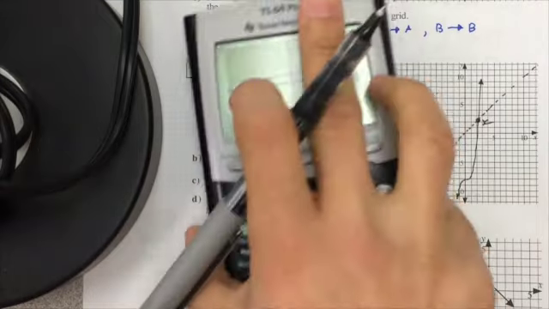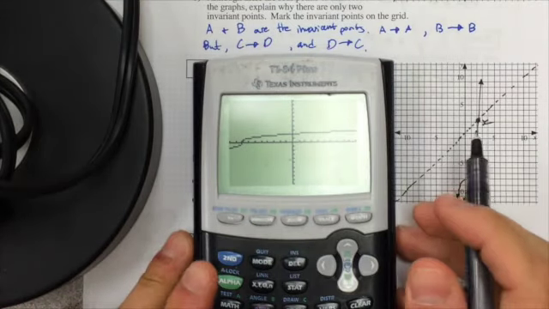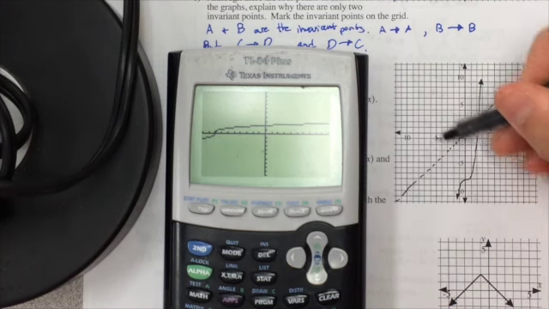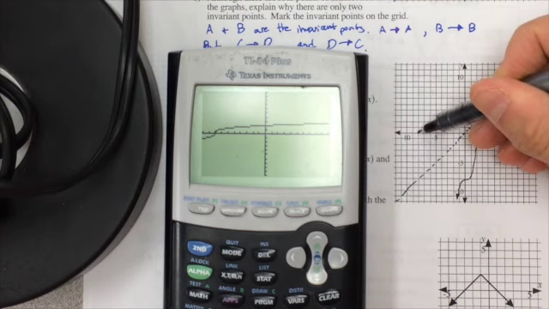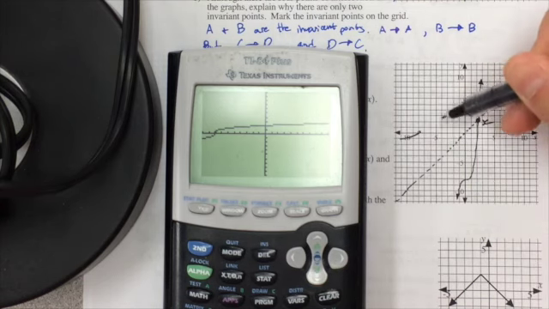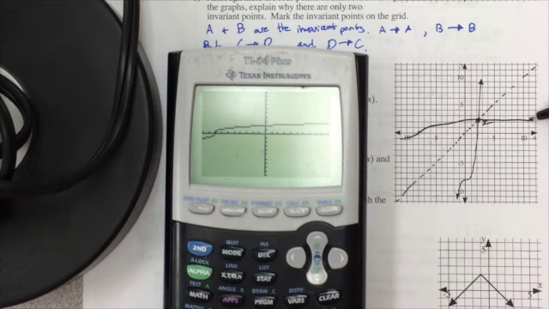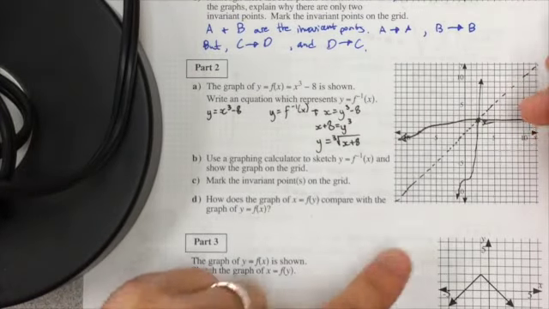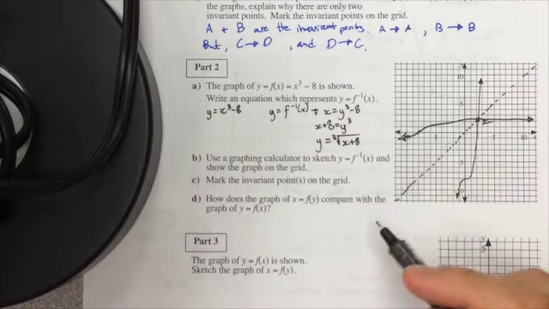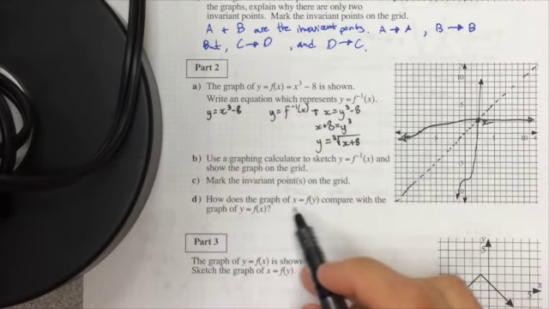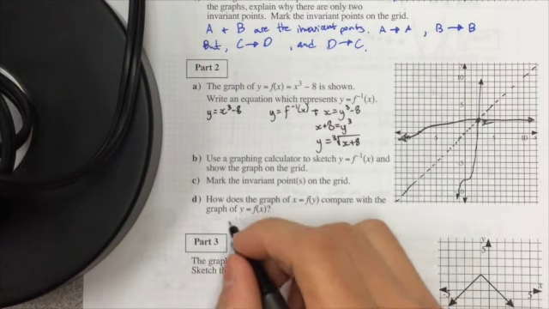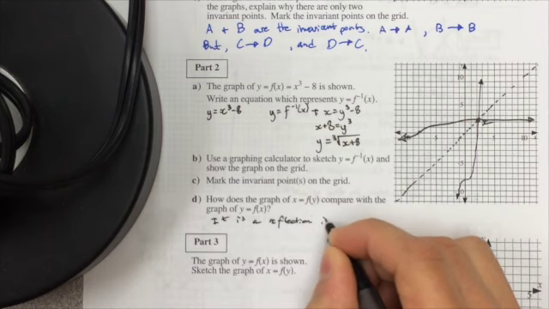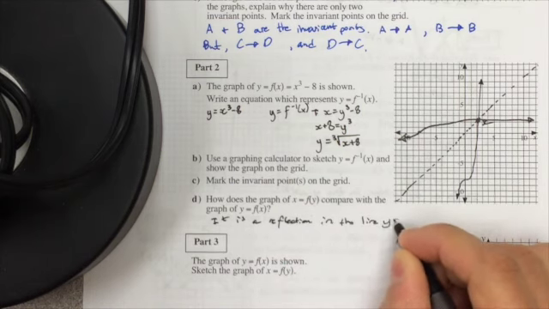And I guess I should have showed you what that graph looks like, but it looks like this. If it's -8, it's going to be at -8 again. It's going to be something like that, and then my graph is going to go like that. Okay, so it's the same graph, but it's been inverted, flipped. Now, how does the graph compare with the graph of y equals f of x? Well, it's a reflection in the line y equals x.